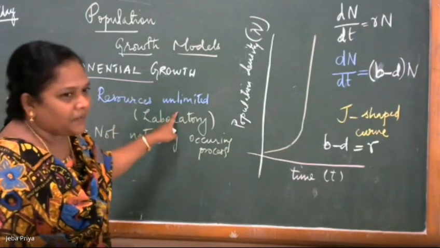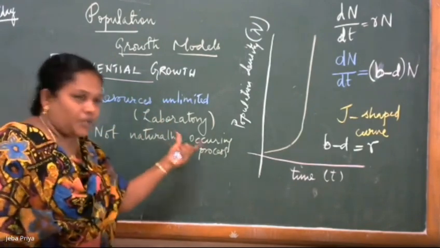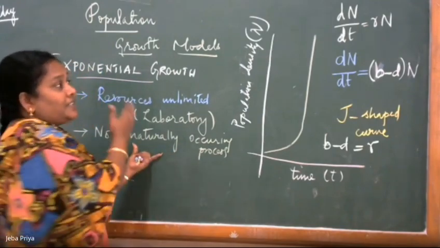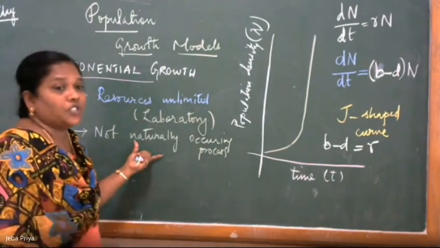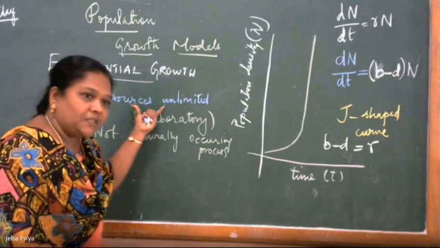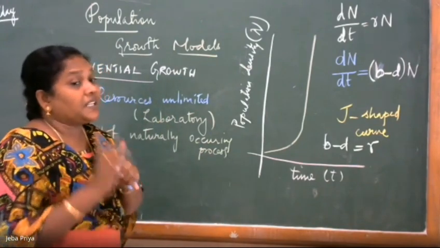The resources are unlimited, and this can be done in laboratory conditions. This type of growth curve can be observed in the laboratory, where it does not occur naturally. Whereas the other growth curve, the logistic growth curve that you are going to learn, occurs naturally. That is the main difference. Here the resources are unlimited, whereas when you learn the logistic growth curve, the resources are limited. Be clear with the concept.